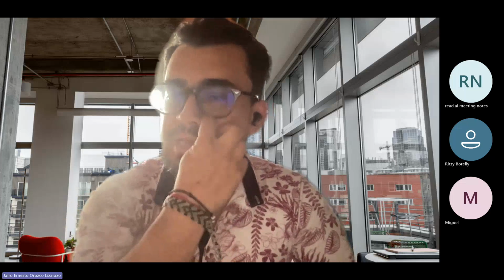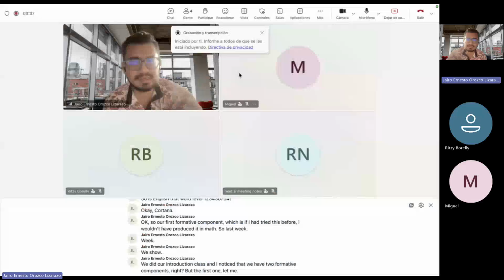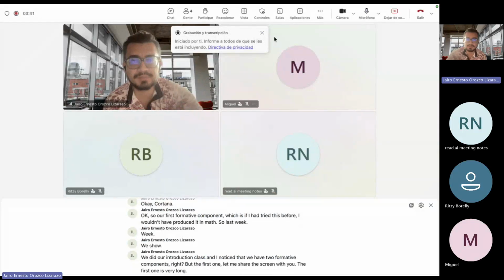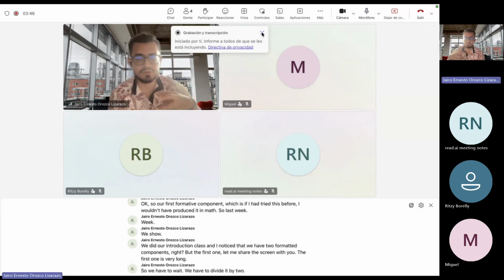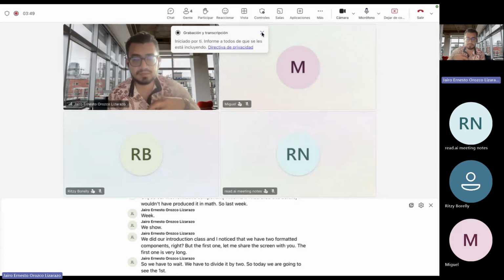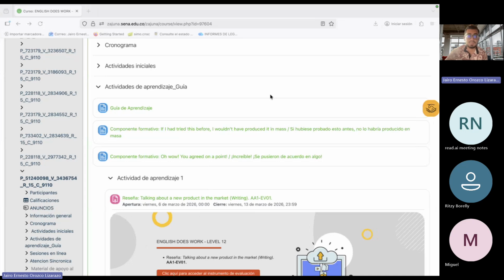So last week we did our introduction class, and I noticed that we have two formative components, right? But the first one, let me share the screen with you. The first one is very long, so we have to divide it by two. So today we are going to see the first part of that component, and then in the next class we will see the second part of that formative component. Okay. I didn't notice how long it was, and it's very long.